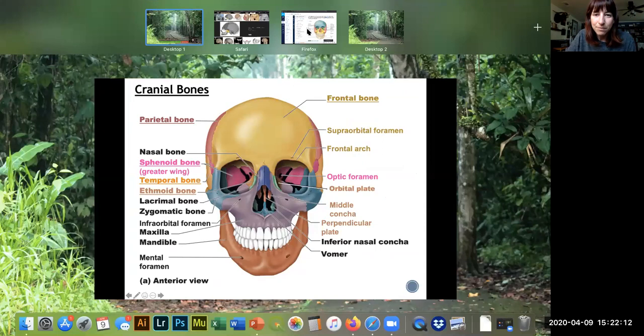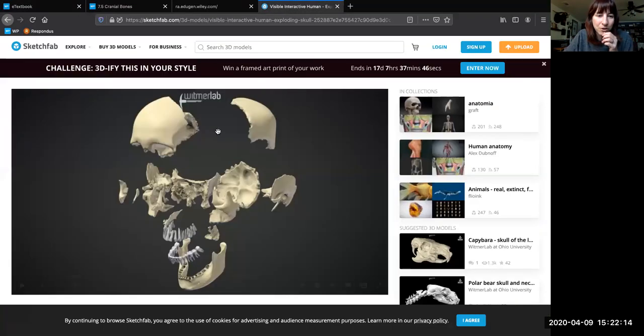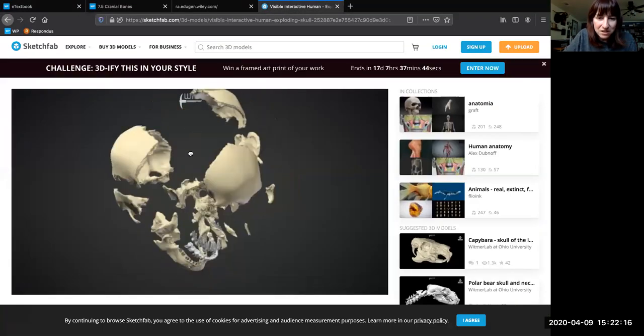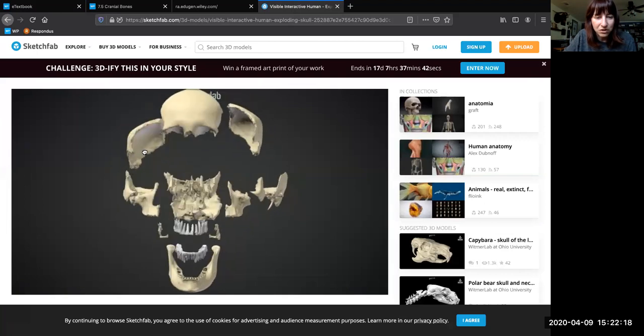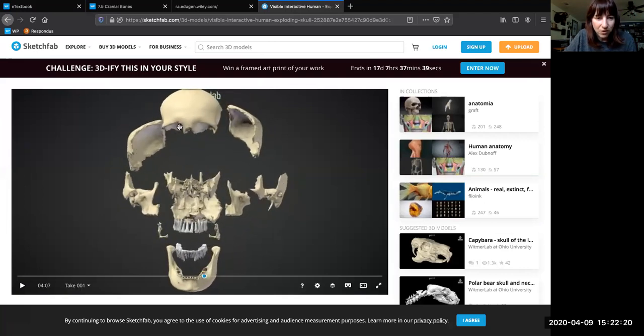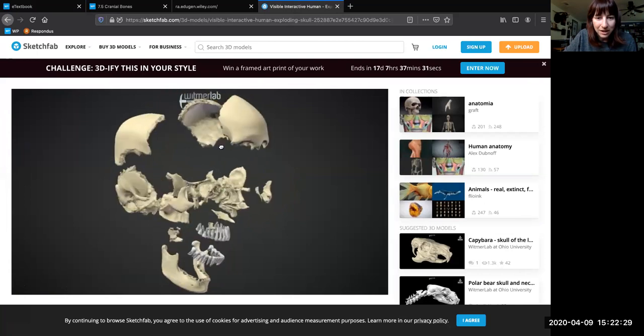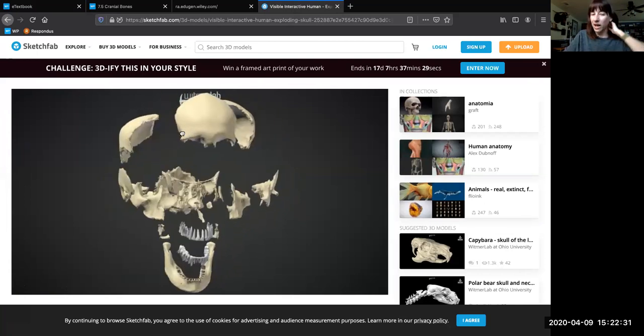And if you use multiple resources, including this awesome exploded skull that Josephina found for us, right? It was Josephina, right? You'll see also again that this is the frontal bone and that is part of the frontal bone right there.